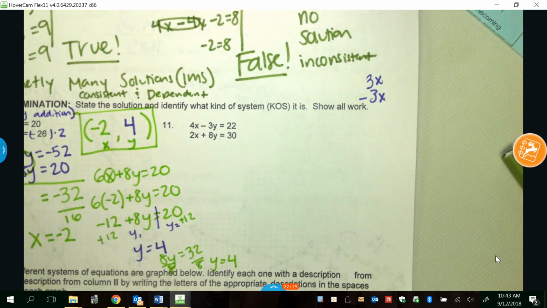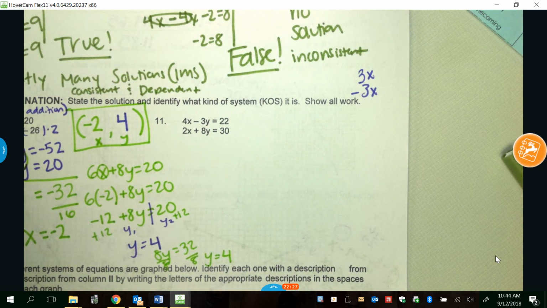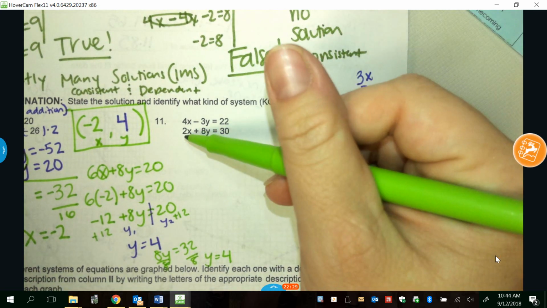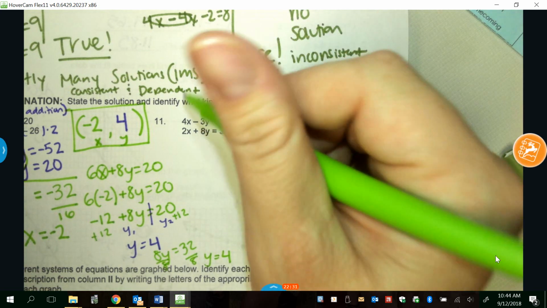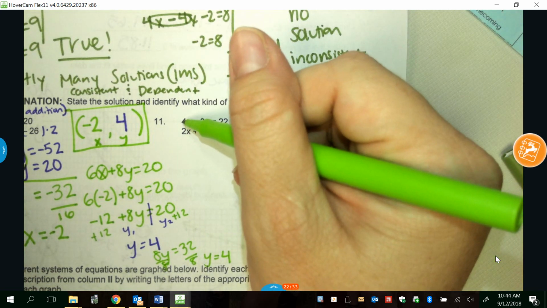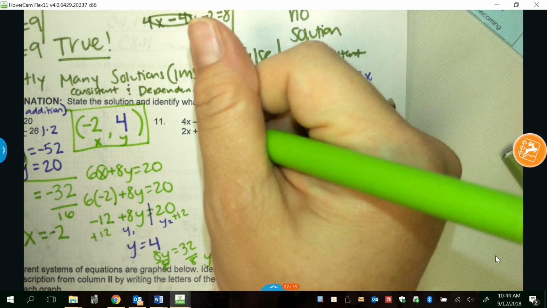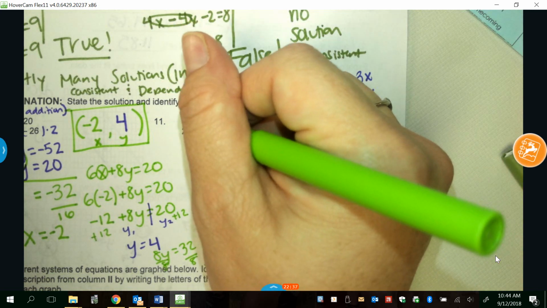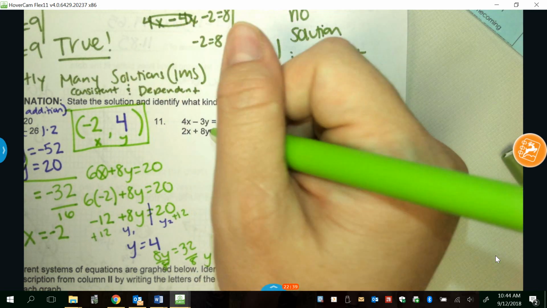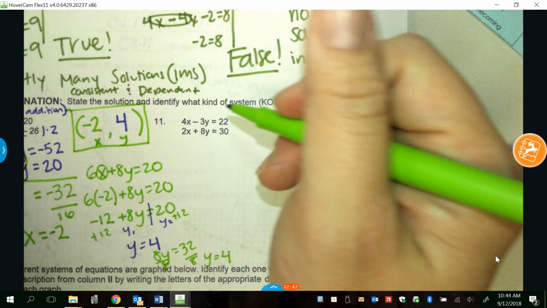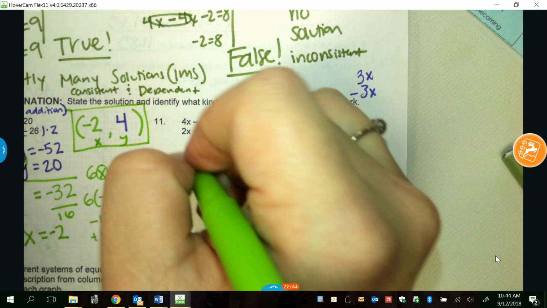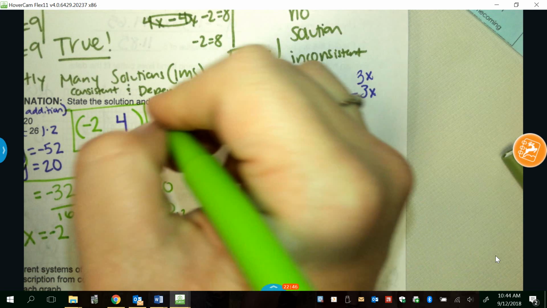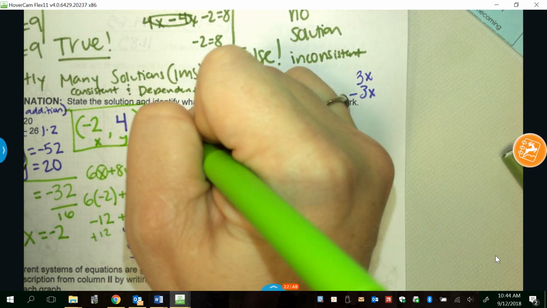Now, looking at number 11, nothing eliminates super easy. I mean, I guess technically you can multiply this 2 by a negative 2 to make it negative 4. Yes, this is already negative, but 3 doesn't multiply by any one number to become 8. Now, you could still cancel the y's, and that's totally fine. I'm going to cancel the x's by multiplying this bottom equation by negative 2 to turn that into a negative 4.